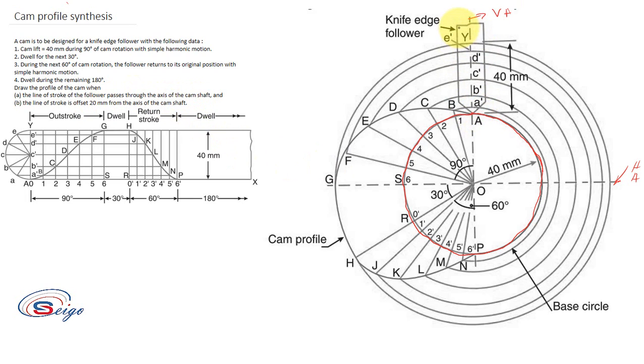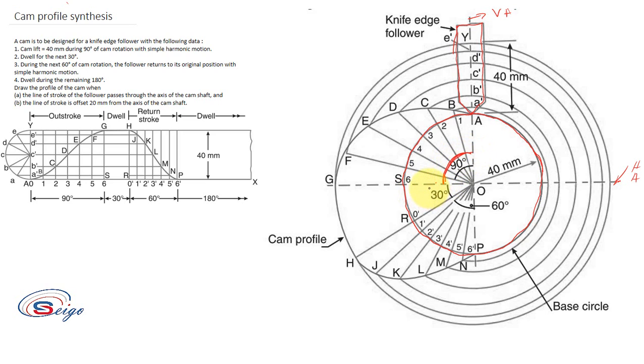So next you have to draw the follower. Okay, so this is your follower. Next you have to divide this entire 360 degrees into 4 portions. The first is the outstroke. That means the outstroke is of 90 degrees, so this much angular displacement.